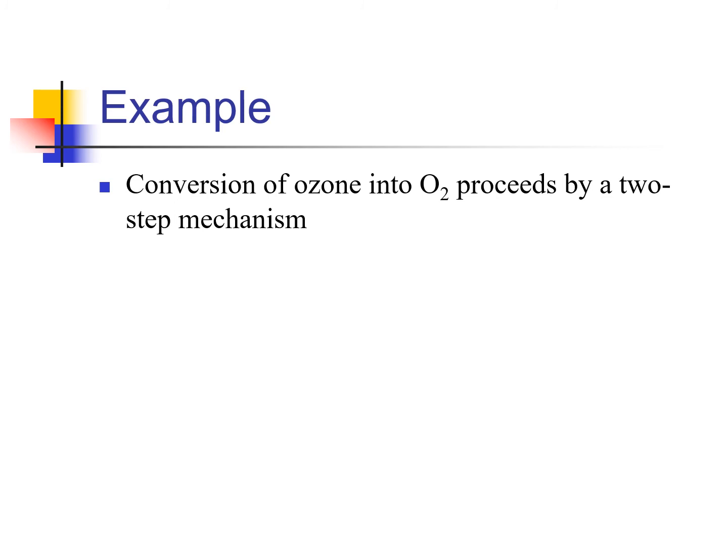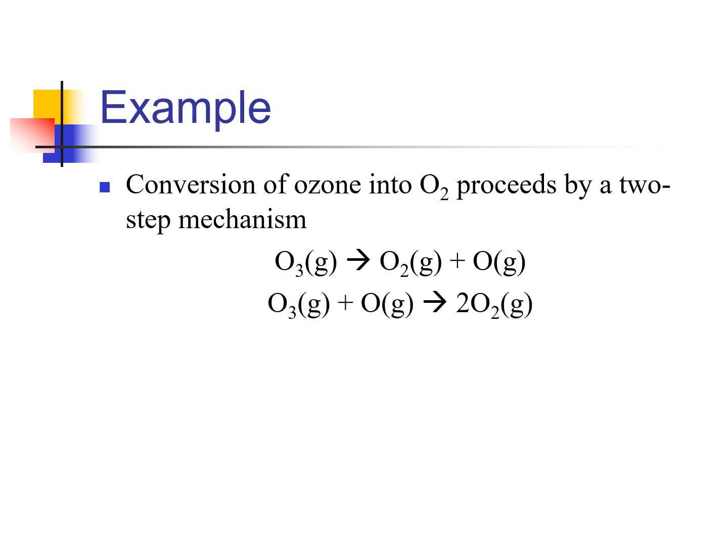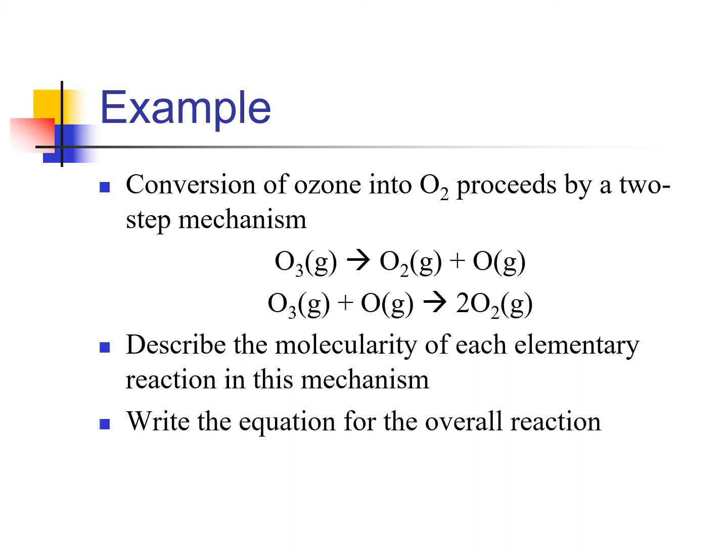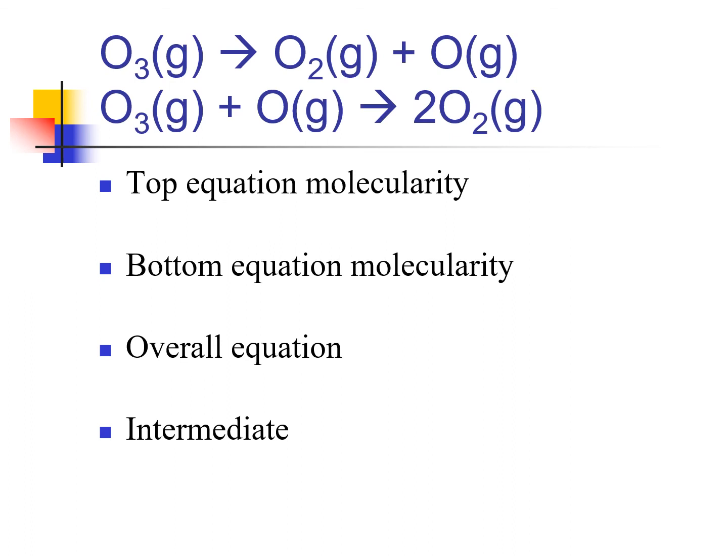So here's an example. Conversion of ozone into oxygen proceeds by a two-step mechanism. So first is that, then that. Those are the two steps we are proposing. We're going to do three things. We're going to describe the molecularity of each elementary step, write the equation for the overall reaction, and identify the intermediates. So, same steps there. The top equation, because I see one reactant, is unimolecular. The second reaction, because I see two molecules, would be bimolecular.